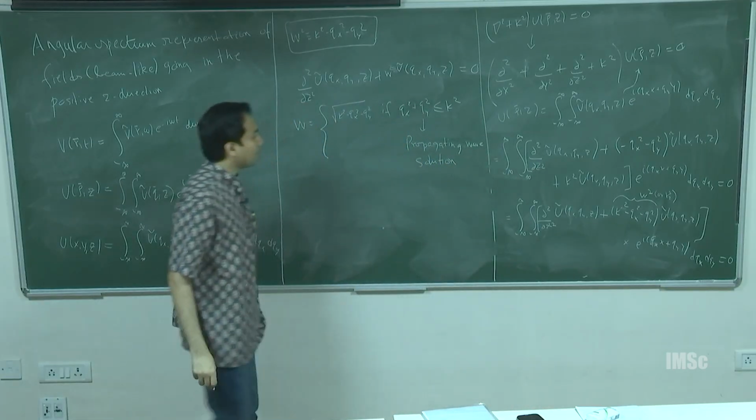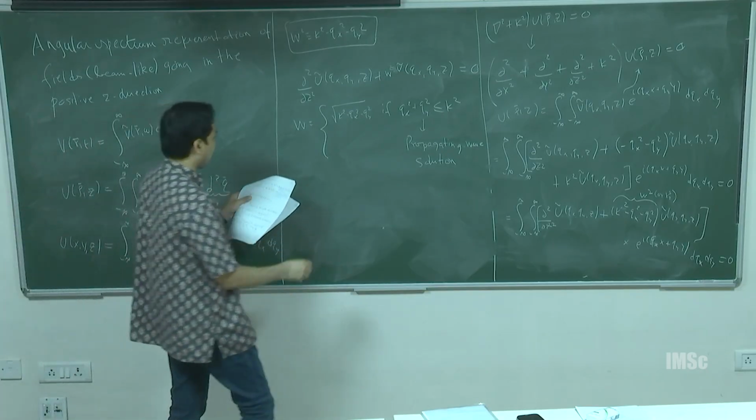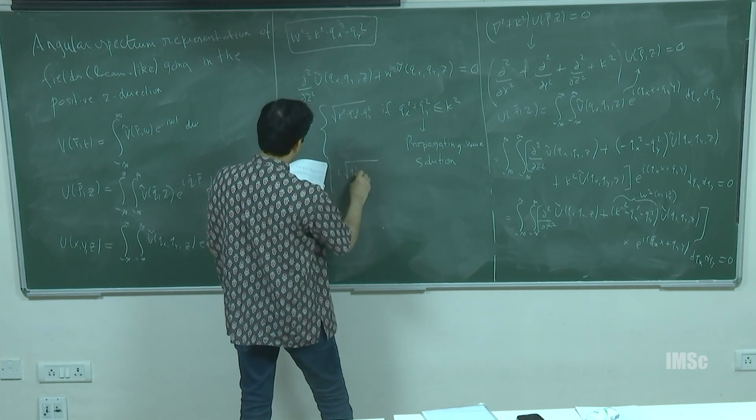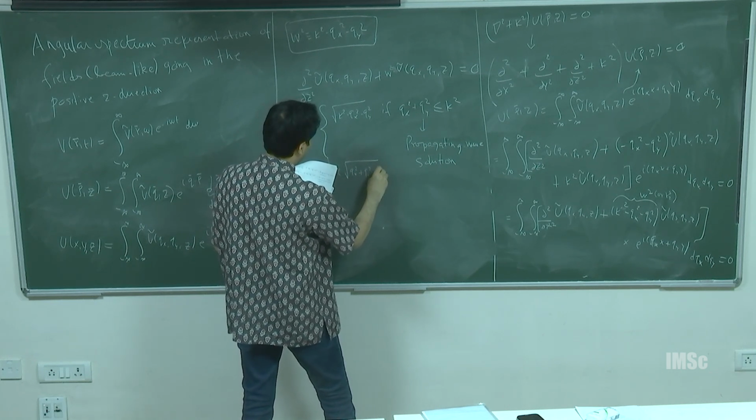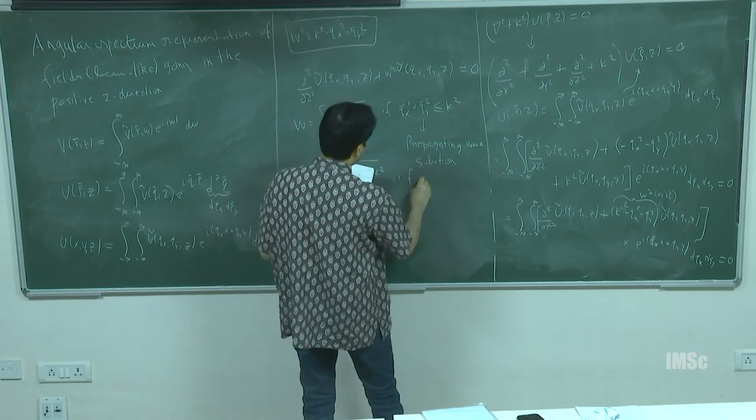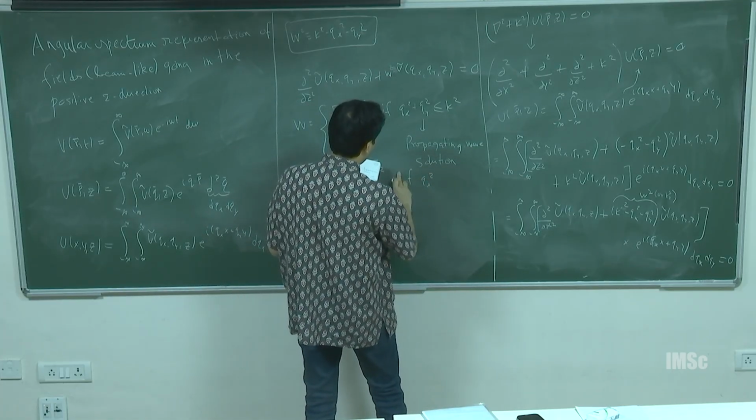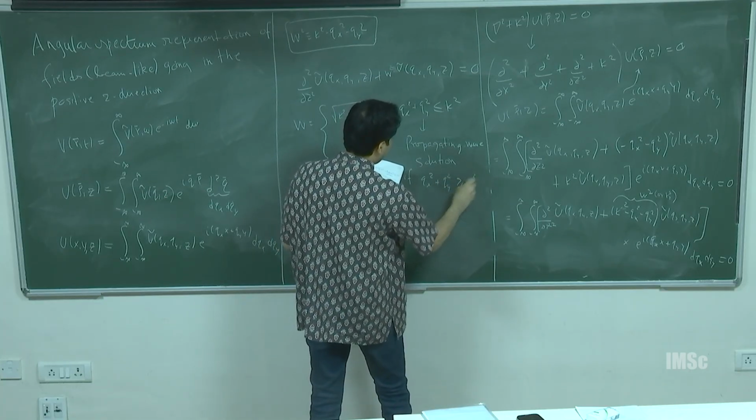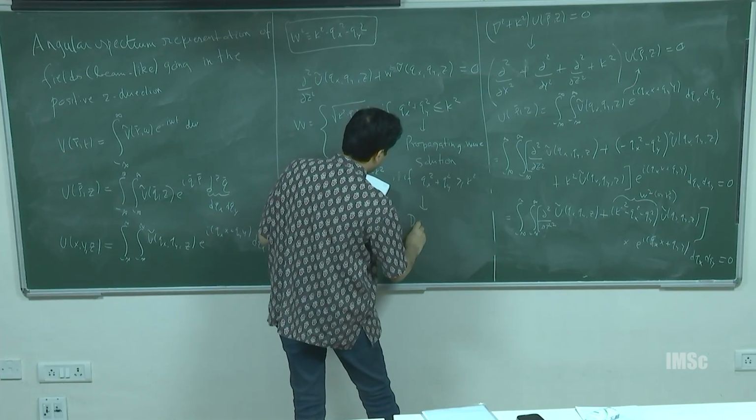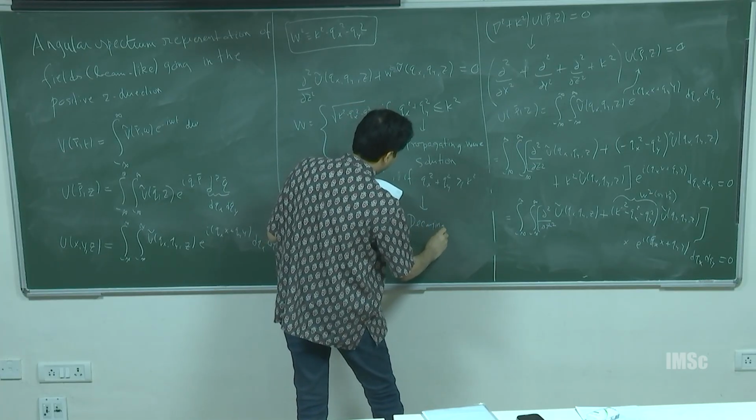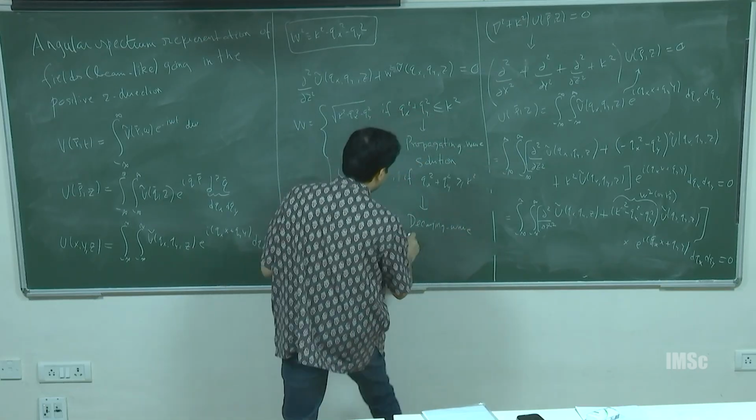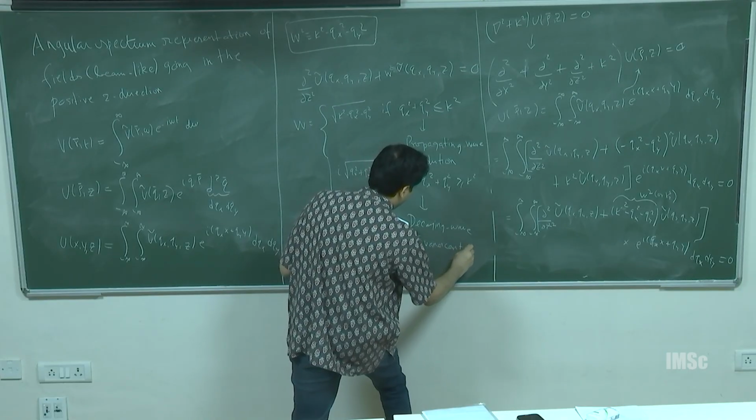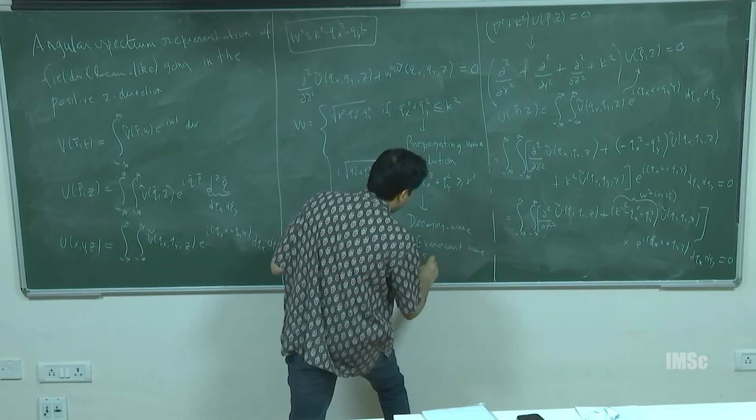Either you call it the propagating wave solution or the propagating field solution, it doesn't matter. And this is the decaying wave, or what is more technically known as the evanescent wave solution.